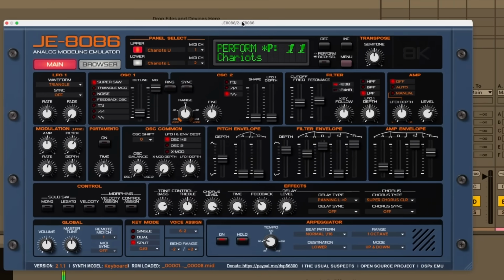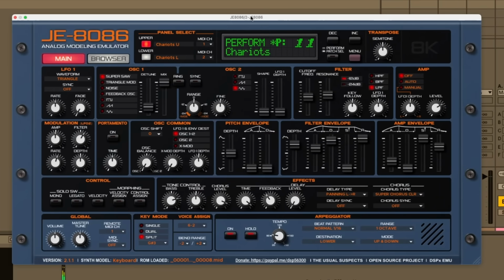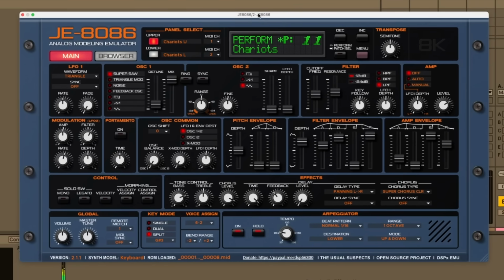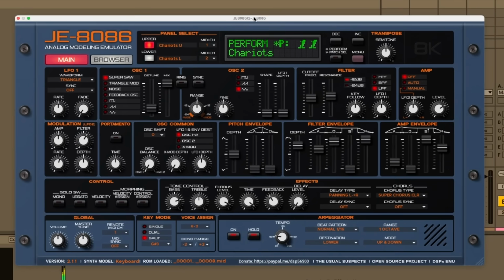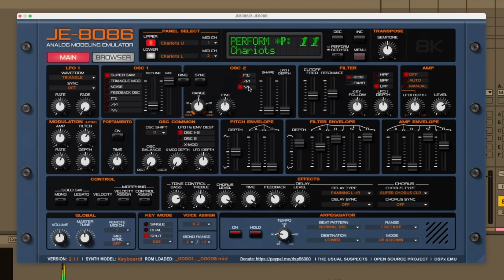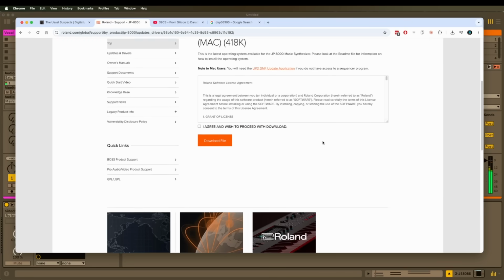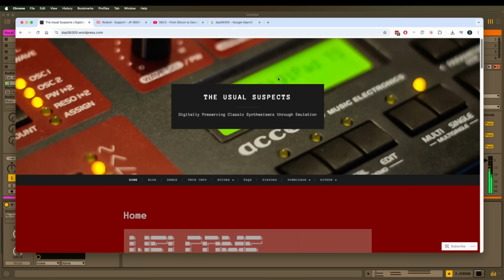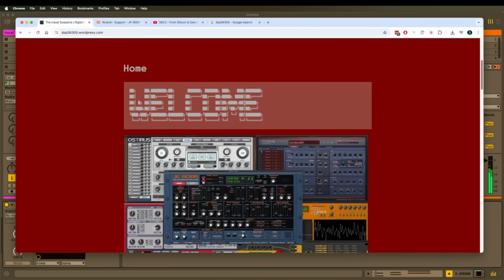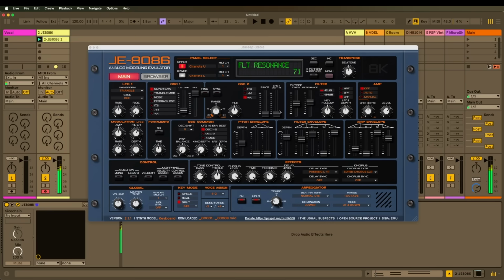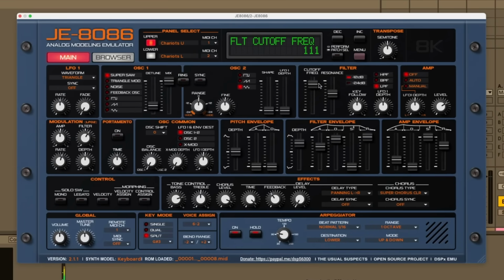What you are looking at is a thing called JE-8086. This is an unbelievable feat of reverse engineering. And what it is, it's a piece of software that is talking to the actual ROM files, the MIDI ROM files that I got from Roland's website. I go here, I download the operating system for the JP-8000. I put the MIDI files in the same location as the VST3 that these folks make, and it is running the official firmware and letting me hear it.